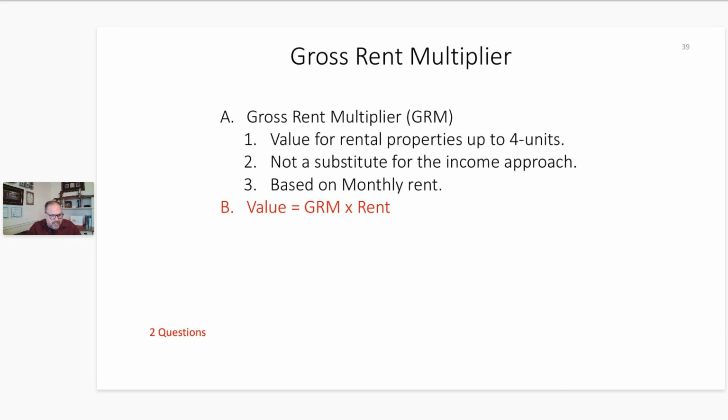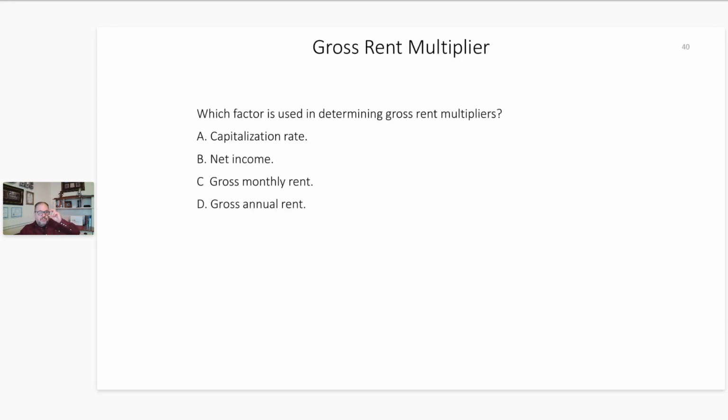The formula is very easy. Value equals gross rent multiplier, or the GRM, that's the variable, times the rent. The GRM is a number, much like the capitalization rate in the income approach, that the appraiser will have based on other properties. They'll get a GRM average. They'll take the monthly rent, multiply it times the GRM that's established, and they'll get the value of the home. Okay. So let's look at a couple of questions.